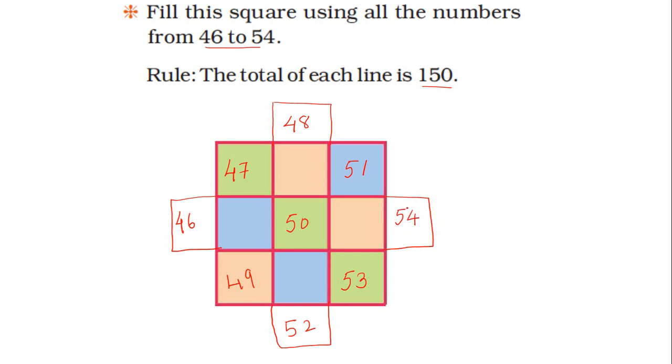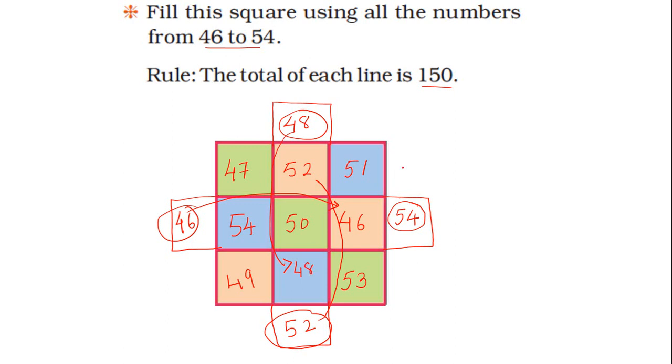Now what we have to do, we have to shift this number to exactly opposite side of that square. Now the 54 will shift here. This 46 will be shifted here. This 52 will be shifted here, and this 48 will be shifted here. We'll also solve 2 to 3 examples of these squares.